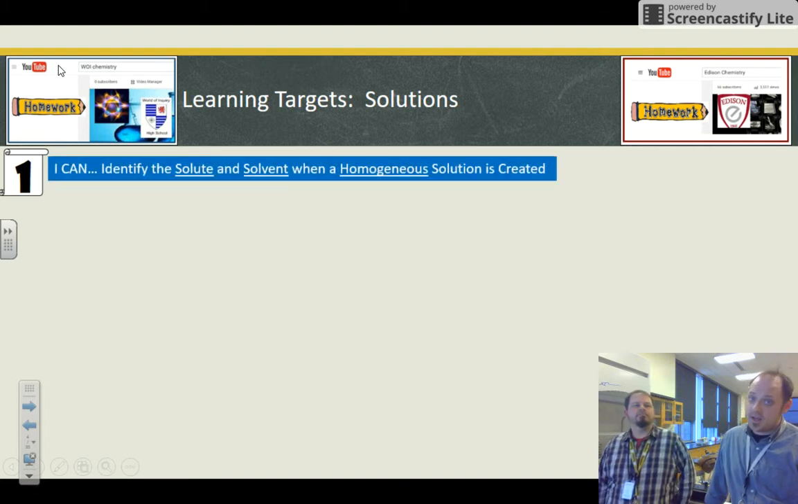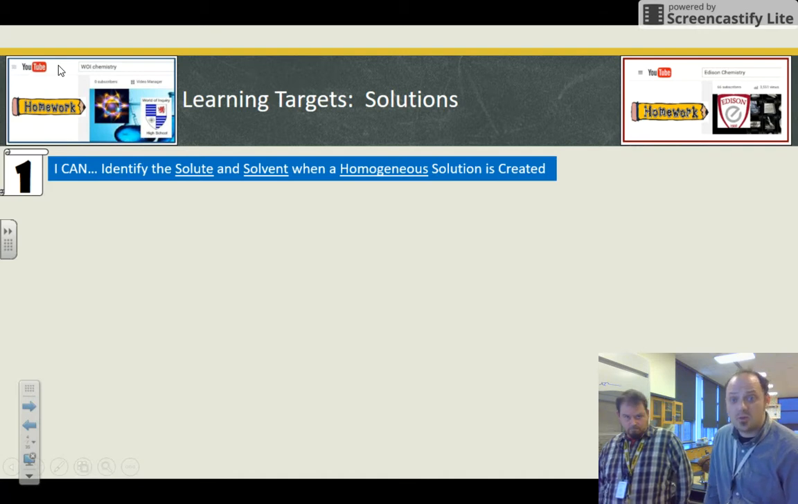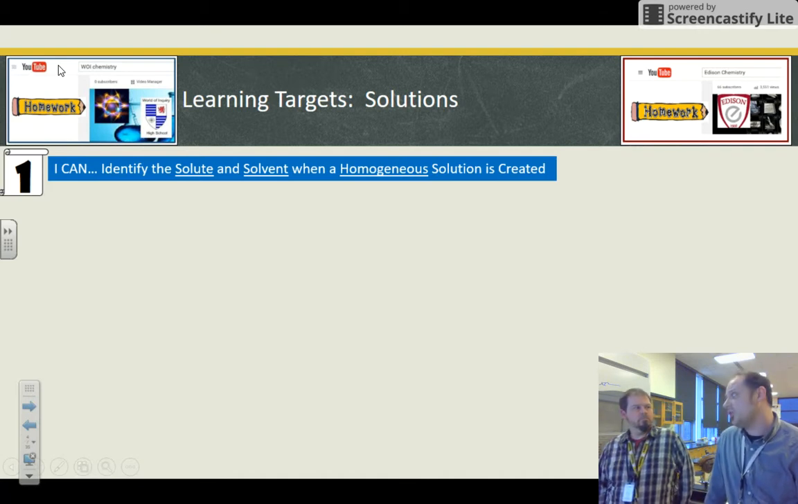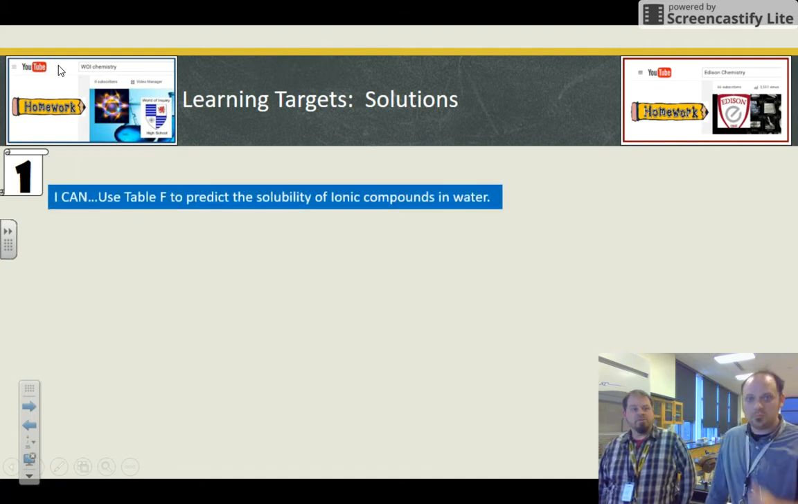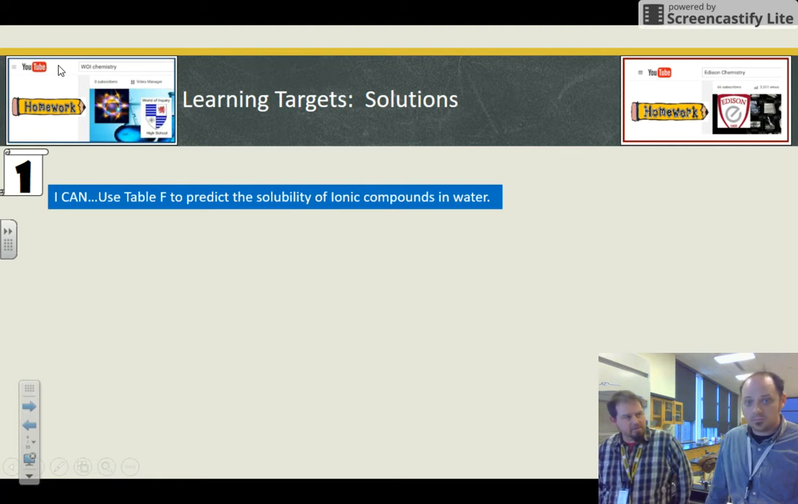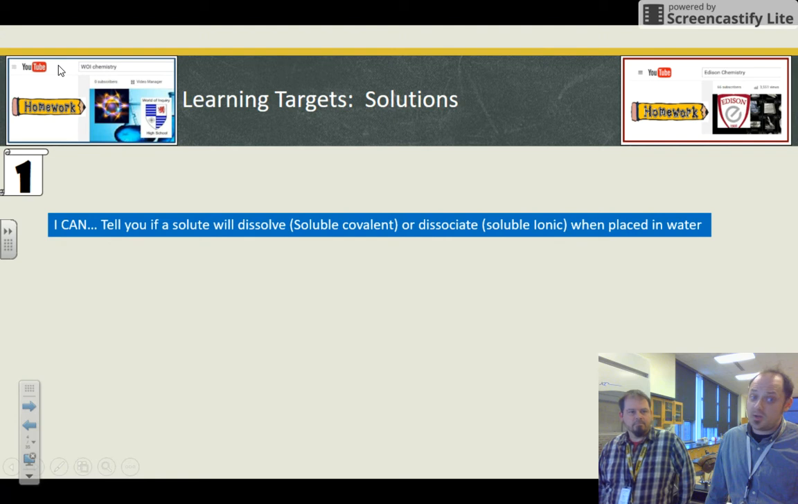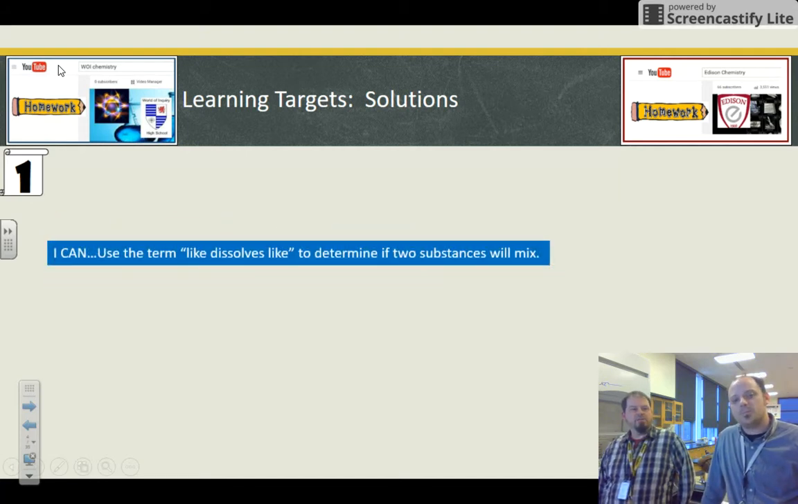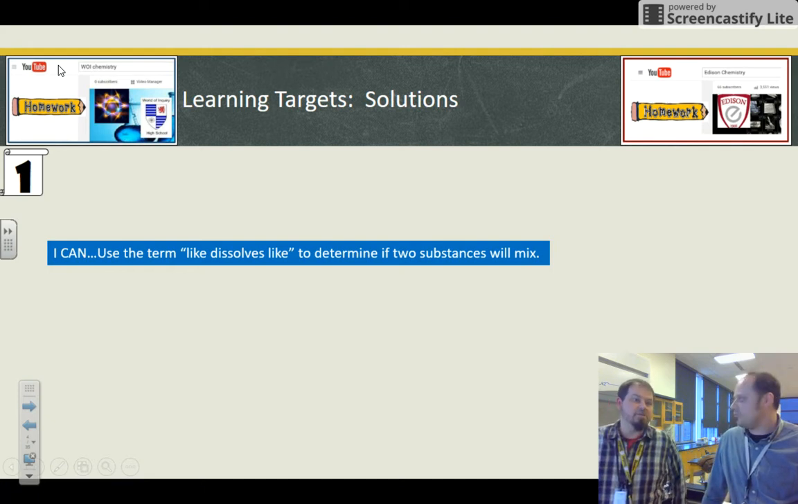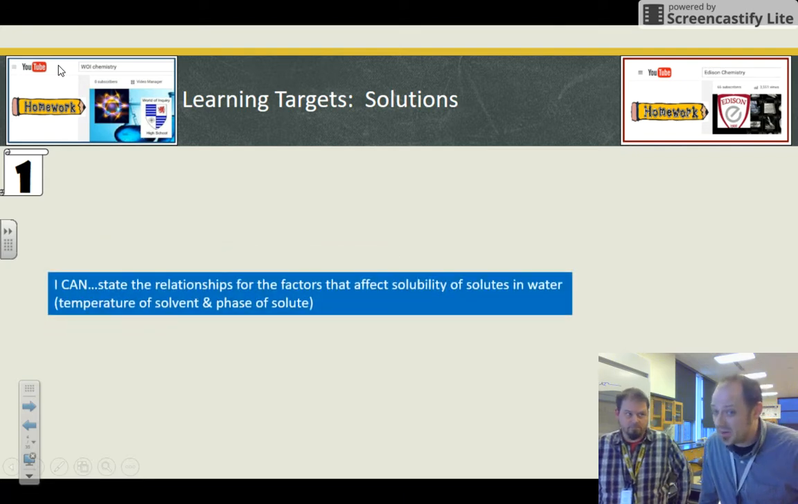So targets, I cans. Identify a solute and a solvent when a solution is created. Which one's a solute, which one's a solvent? You will have to know. That's a big one. You'll be able to use Table F to predict the solubility. Will it dissolve or will it not? Can you tell if a solute is going to dissolve or dissociate when placed in water? So ionic versus covalent. Light the light bulb or not light the light bulb? Use the term like dissolves like to determine if two substances will mix. It's based on polarity.